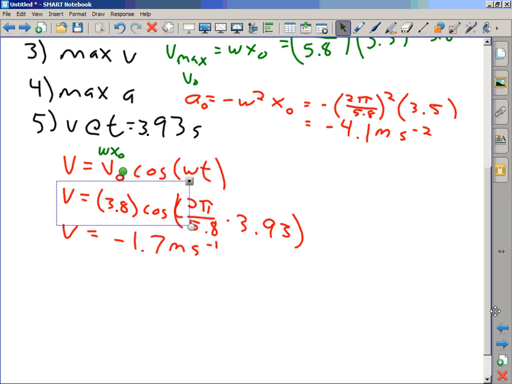Okay. Cosine of something will never be greater than 1. Never ever. Right? Good. Yes, you can do these in radians or degrees. We just prefer radians here. Right? Okay.